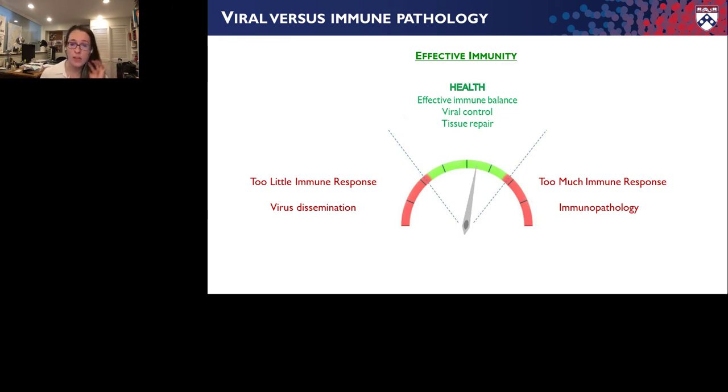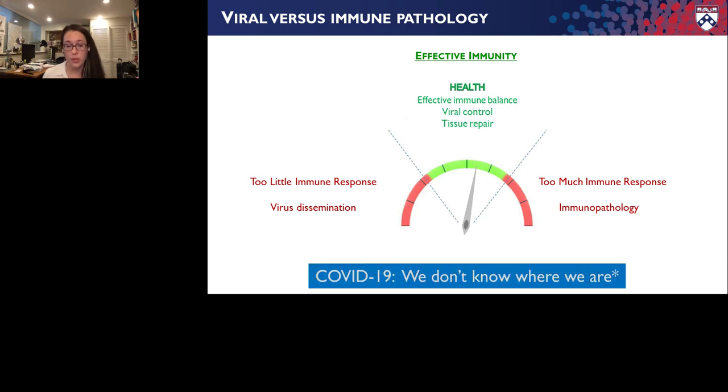Now, we know that effective immunity lies here in the middle. A robust, on-target immune response can lead to viral control and eventual tissue repair. On the right-hand side, too much of an immune response can lead to immunopathology. On the other side, too little of an immune response, meaning too low in magnitude, too slow, or maybe off target, can lead to viral dissemination and direct cytopathic effects of the virus itself.